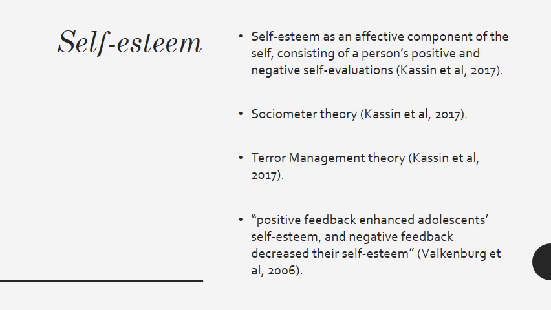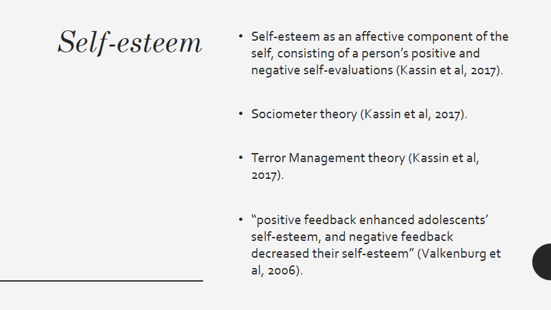The self not only considers who we are, but how we feel about who we are. Kason defines self-esteem as an affective component of the self, consisting of a person's positive and negative self-evaluations. This means that self-esteem is your opinion of yourself, whether it be positive or negative. There are two theories as to why we need self-esteem. The first is the sociometer theory, that says we need self-esteem to gauge that our behavior is acceptable to others.